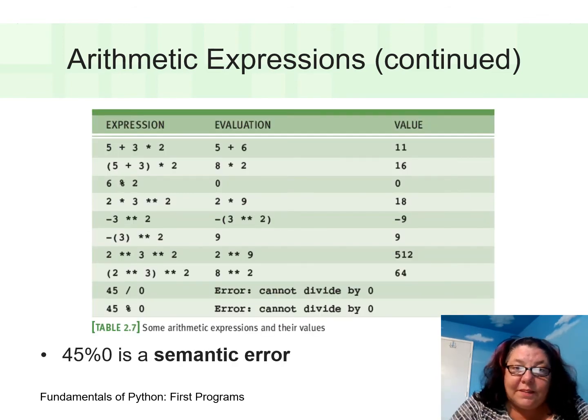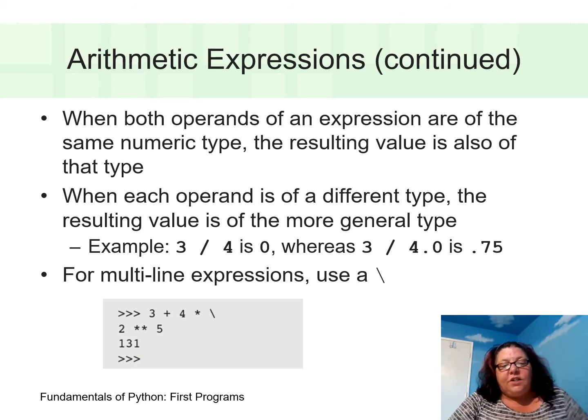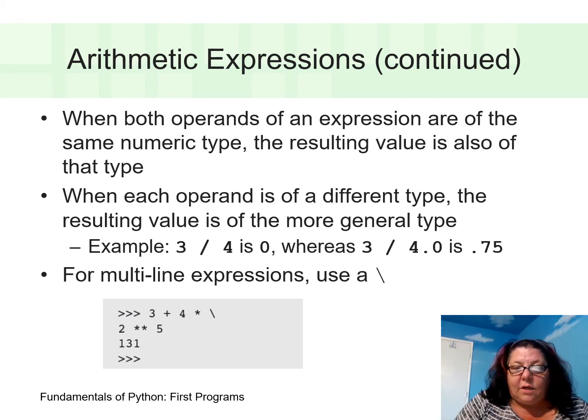These are examples of arithmetic expressions and the returning value that you would get if you executed those expressions. When both operands of an expression are the same numeric type, then it's automatically going to result in a value that is that type. If they are both integers, your answer will be an integer. When they are of a different type, the resulting value is of the more general type. So in this example, 3 divided by 4 is 0, 3 divided by 4.0 is 0.75.